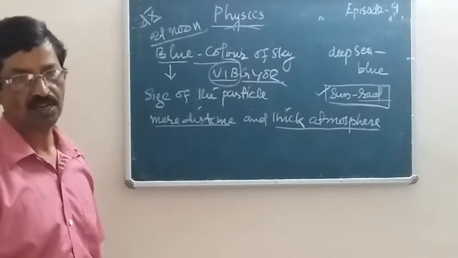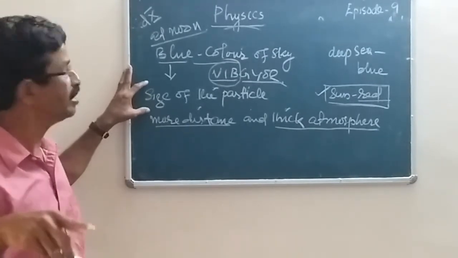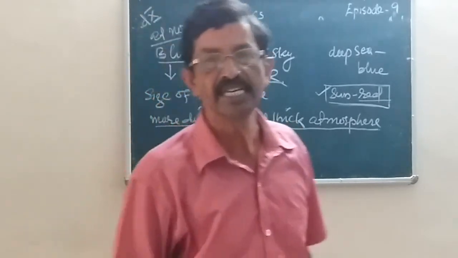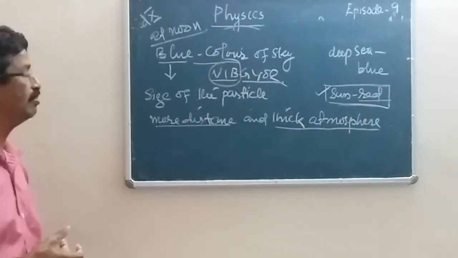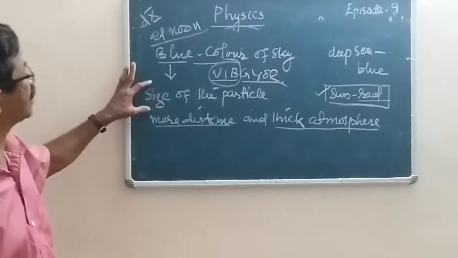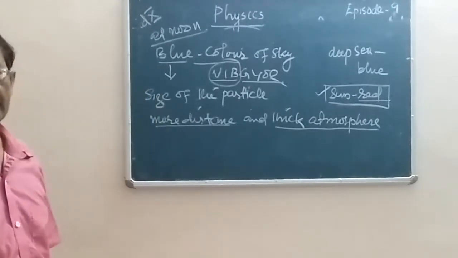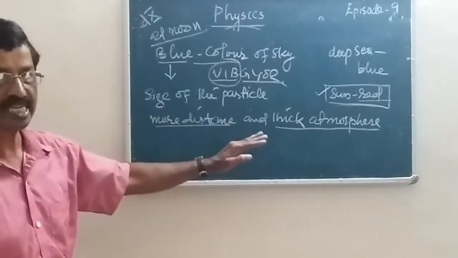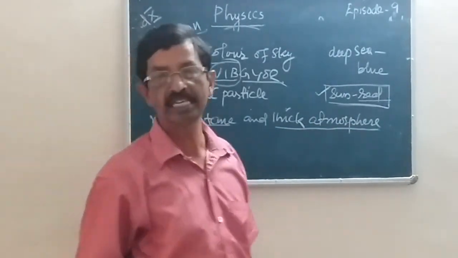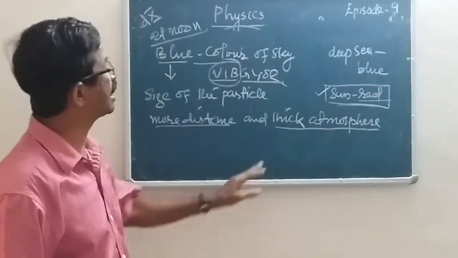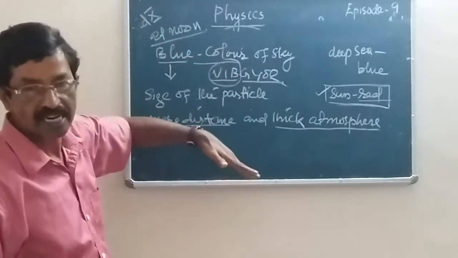Now when the size of the particle is more than the wavelength, all colors are scattered equally. If the size of the particle is more than that of the wavelength, then all colors are scattered at the same rate, so the sky at that time appears white or gray. At what time does sunlight travel more distance? During sunrise and sunset, and also it travels through thick atmosphere, because of that shorter wavelength is scattered and lost, then longer wavelength light such as red reaches our eye, and we see it in red color.